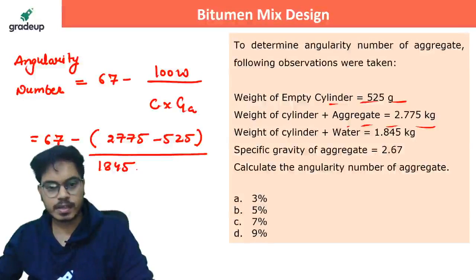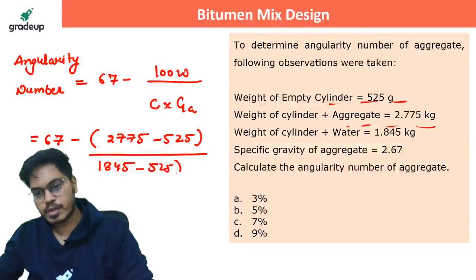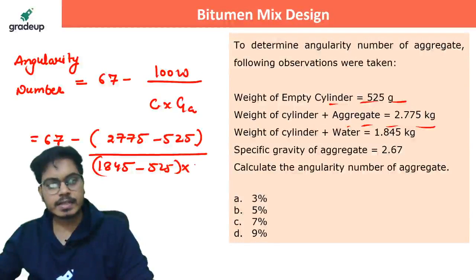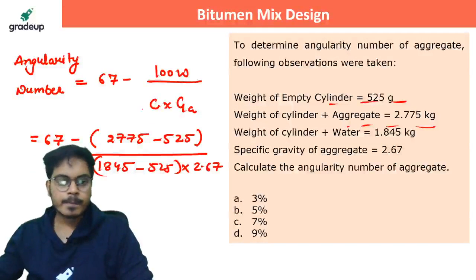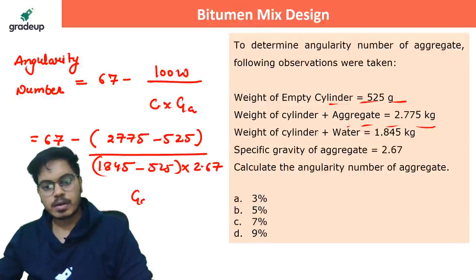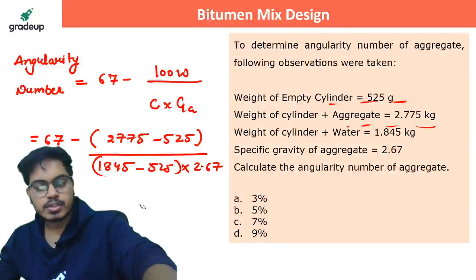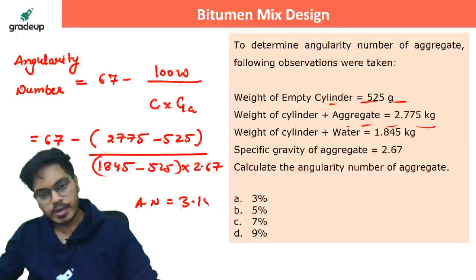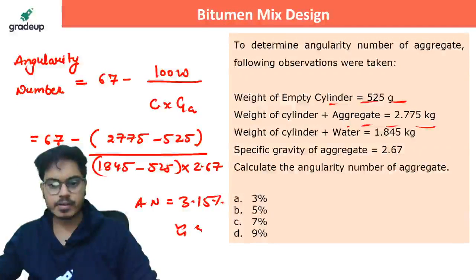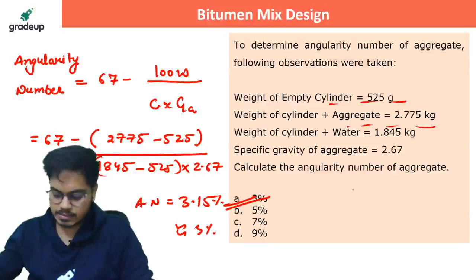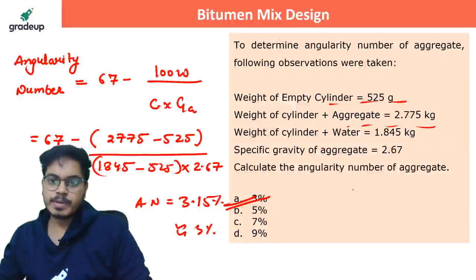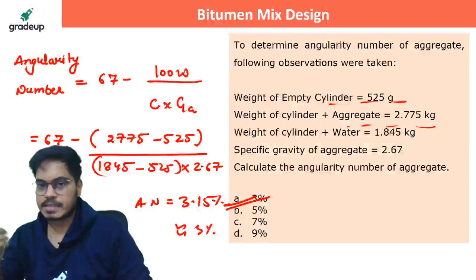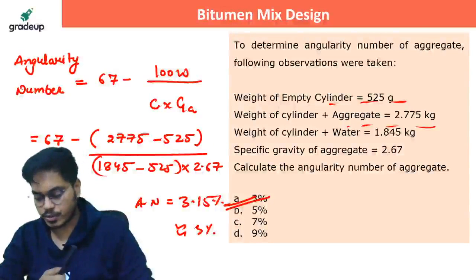How much water is there? Minus 525, water, into the specific gravity of the aggregate, which is 2.67. How much are you getting from here? The angularity number that you should get is 3.15 percentage. So it is somewhere around 3% only. So A is the right answer, right? It was not relevant to bitumen, but it was relevant to aggregate. So you should know this one thing, okay?